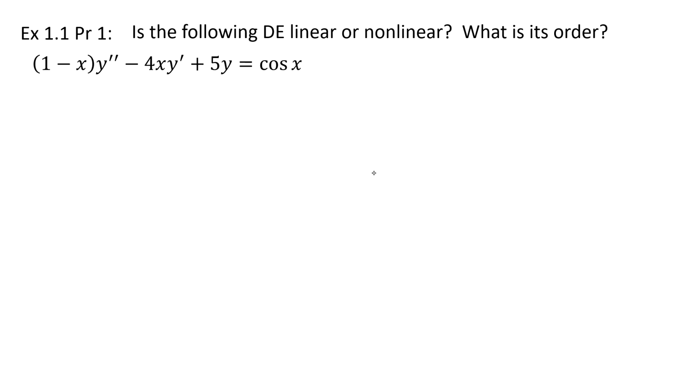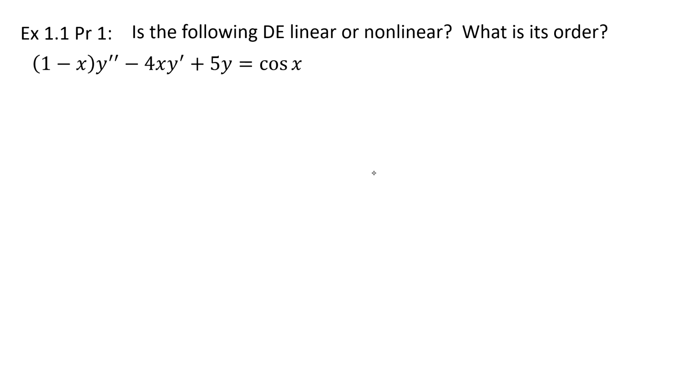(1 minus x) y double prime minus 4xy prime plus 5y equals cosine x. Let's see. Is that a differential equation to begin with? Yeah, man. Why? Because it's got derivatives. How many dependent variables and how many independent variables? One independent x and one dependent y. Yep. So that is a differential equation for sure. Is it an ordinary differential equation or a partial differential equation? We see only ordinary derivatives, so it must be an ODE, right?